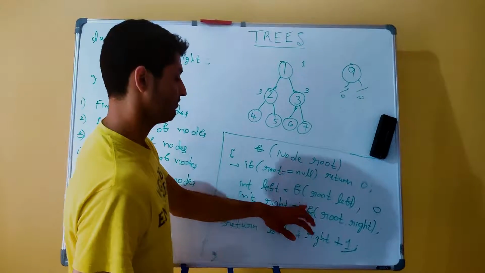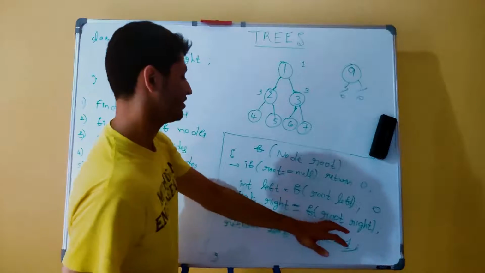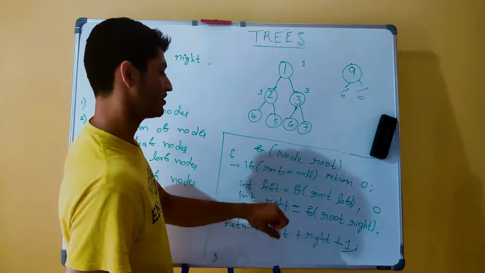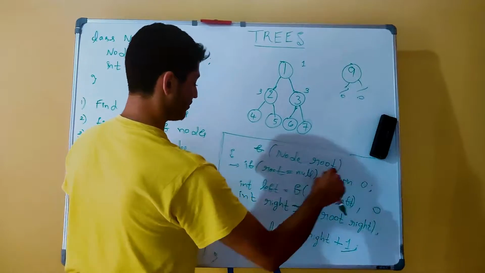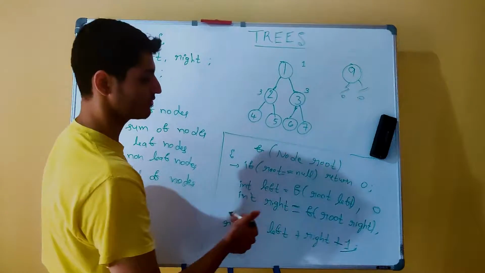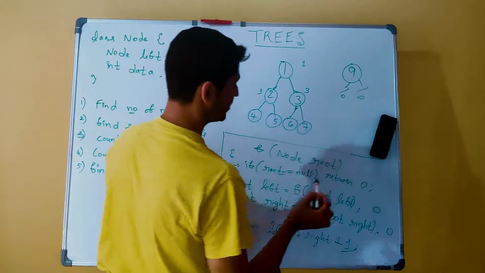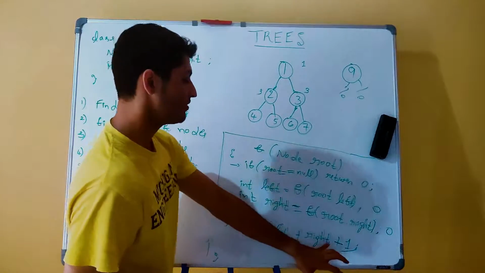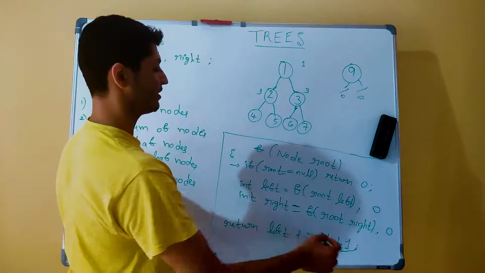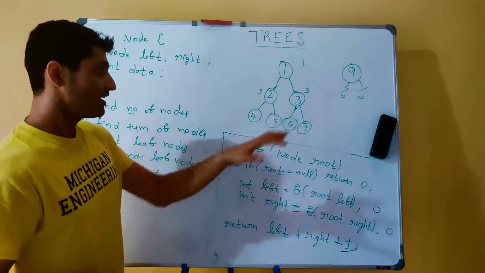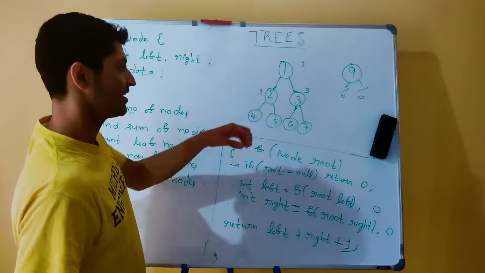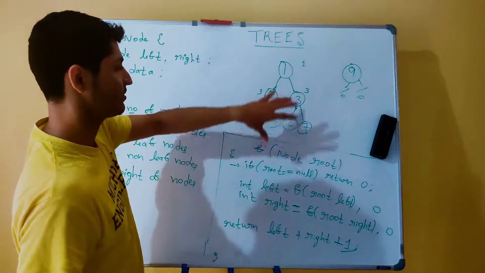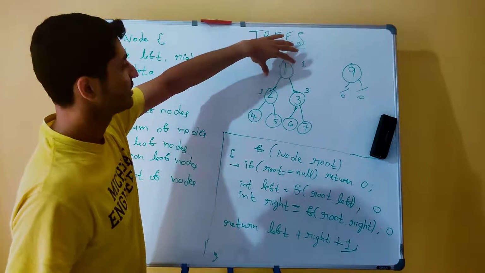Similarly, 9's right child is sent to the function to find the number of nodes, which will again make this base condition true, which will return 0. So 0 plus 0 is 0, plus 1 for the current node, this will return 1. So given any bigger tree, this is how you can trace the solution. You can trace the solution to this bigger tree.